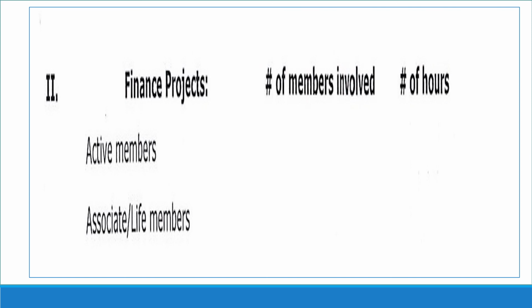For finance project hours, we ask that active member hours be delineated from associate and life member hours, and again, the number of members and the total number of hours. And as before, just because an active member has dropped before the end of the year, if she worked on a finance project, include her hours in the total.